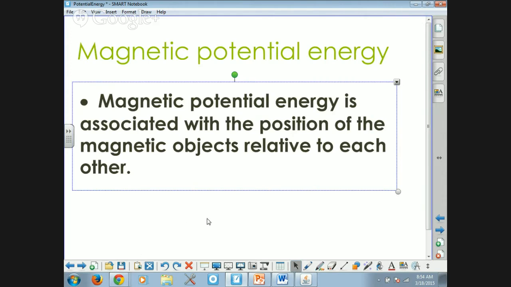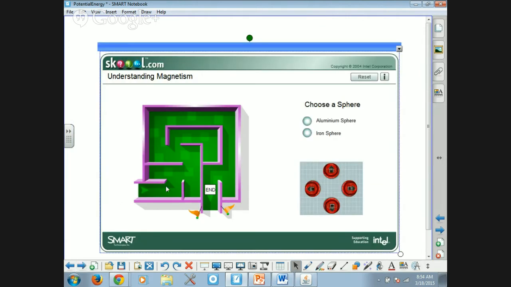Okay, magnetic potential energy, a little different here. Magnetic potential energy is associated with the position of the magnetic objects. I took that directly out of the standards. One of the things I don't like about that is it does not go into the fact that you should realize if it's closer or further away, what that has to do with potential energy of the magnetism. And I think that's very ambiguous. So let's look into that a little bit.